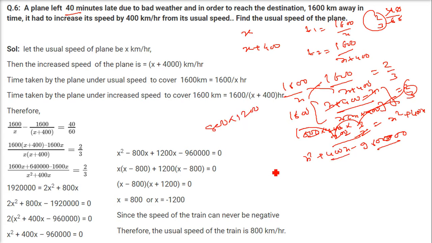This also gives you the same thing. So for 400 we write minus 800 plus 1200x. You can take x common, x minus 800, you can take 1200 common, x minus 800. x minus 800 can be taken out. This will be x plus 1200. This gives you x equal to 800, this gives you x equal to minus 1200. We discard this, x equal to 800 we are going to take. So the usual speed of the plane is 800 km an hour. This is what we have to do.